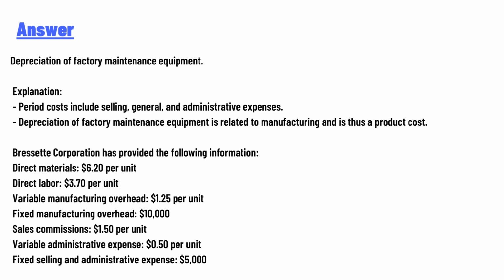Explanation: period costs include selling, general and administrative expenses. Depreciation of factory maintenance equipment is related to manufacturing and is thus a product cost. Bressette Corporation has provided the following information. Pause the video and go through the calculations.